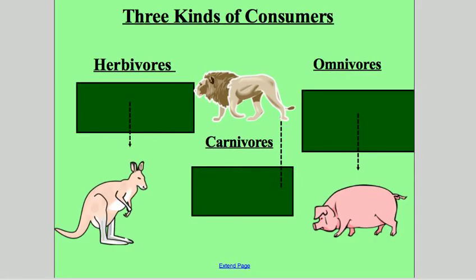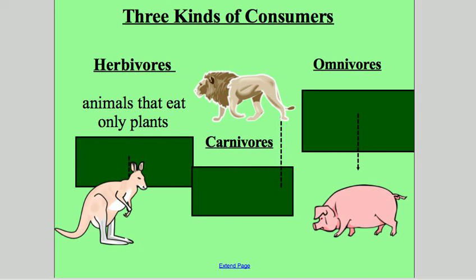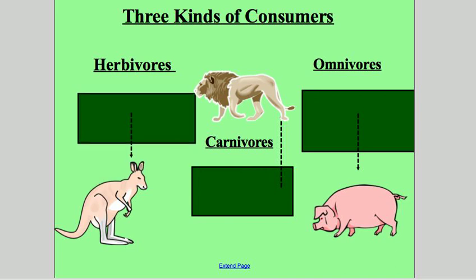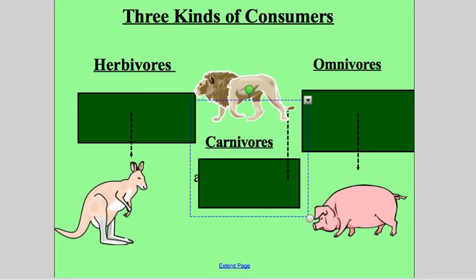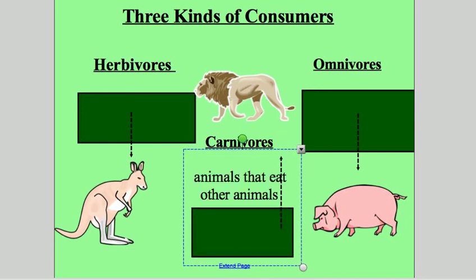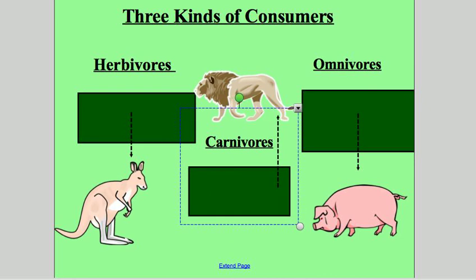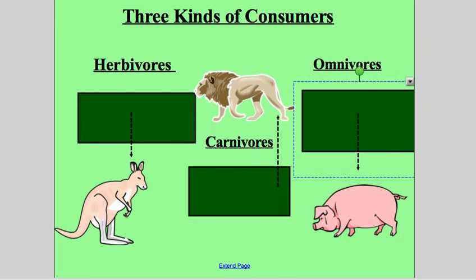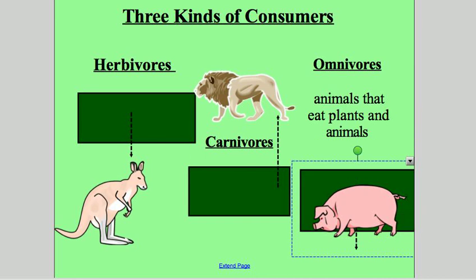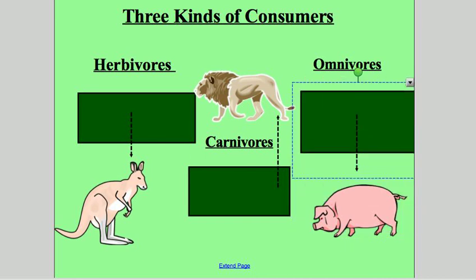Let's see what you remember about the three kinds of consumers. What's a herbivore? Animals that eat only plants. What's a carnivore? Animals that eat other animals. And what's an omnivore? Animals that eat plants and animals.